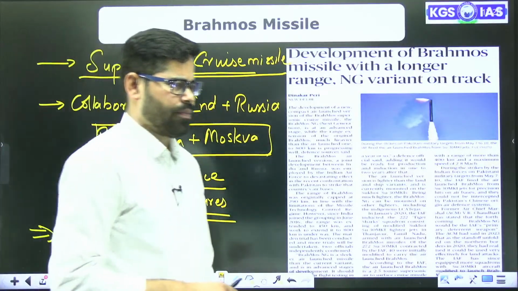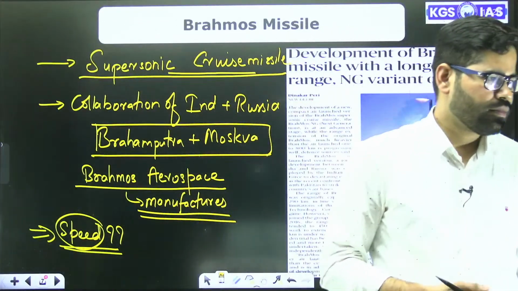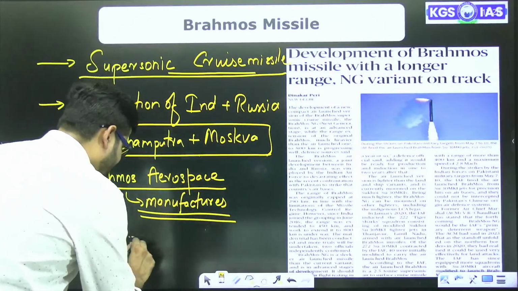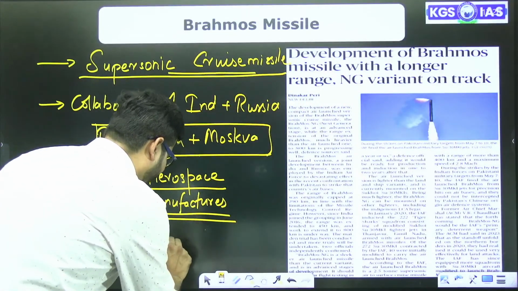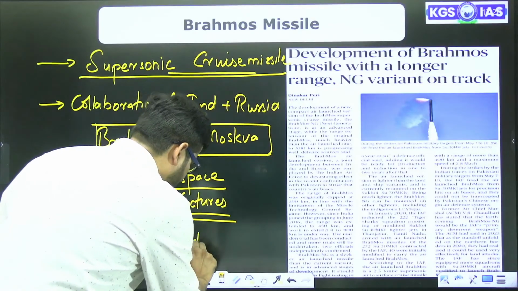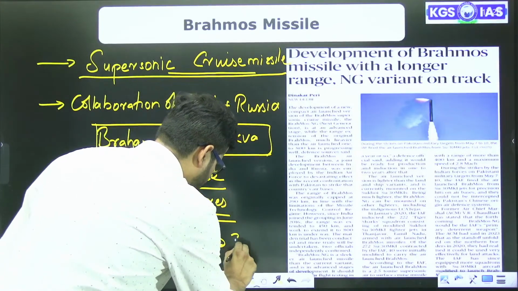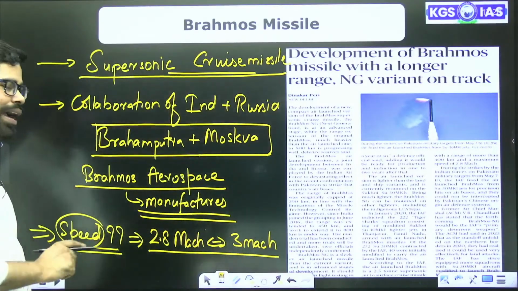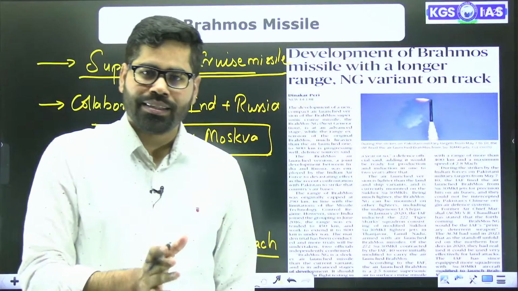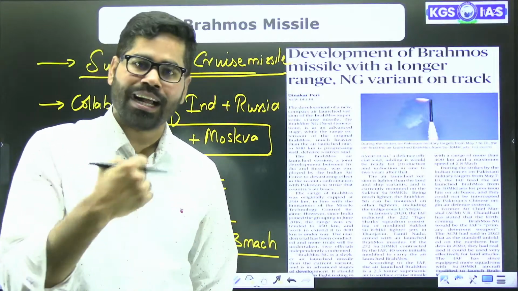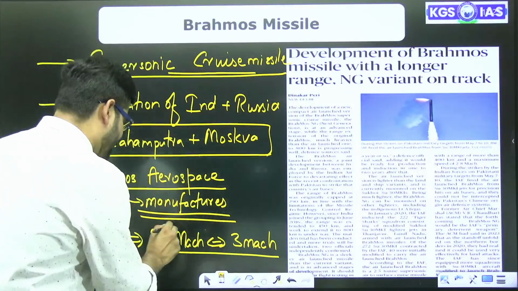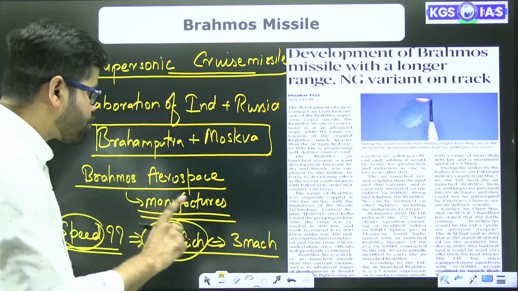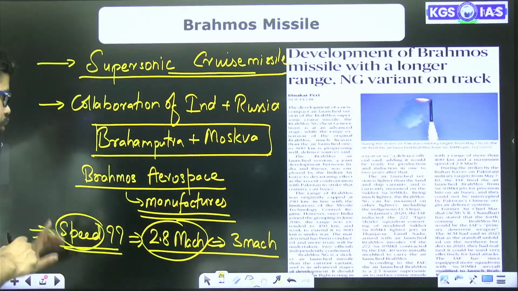2 Mach. We see that its speed is up to 2.8 Mach to 3 Mach. That is the speed of this Brahmos. It is said up to 3 Mach, but we have been able to achieve 2.8 Mach. So that is one part about the speed of this Brahmos missile.